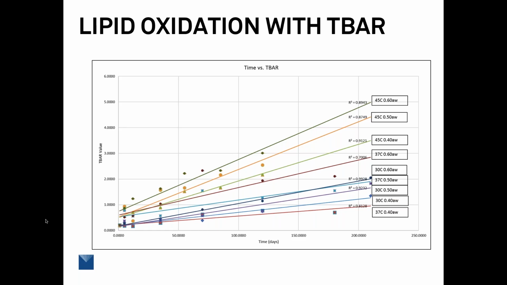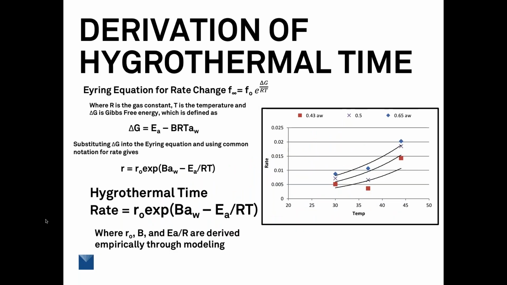This would indicate then that this is a first or a zero order model, at least for the T-bar value itself. And so from this information, because we know we have these good linear relationships, if we take the slopes of each of the lines that you see there, that gives us an indication of the rate of the reaction under those conditions. So with those rates, we can then use our hygrothermal time equation.